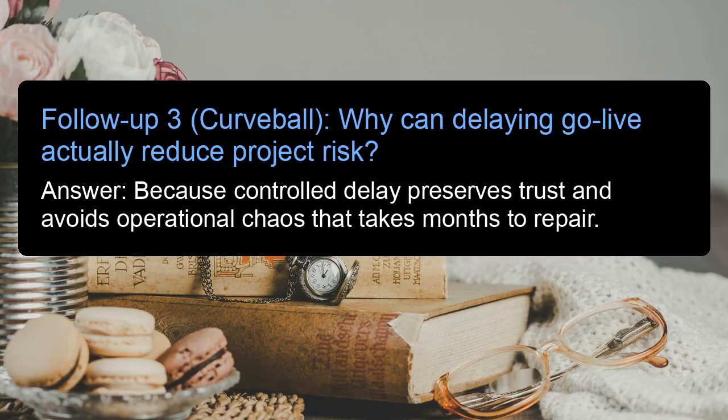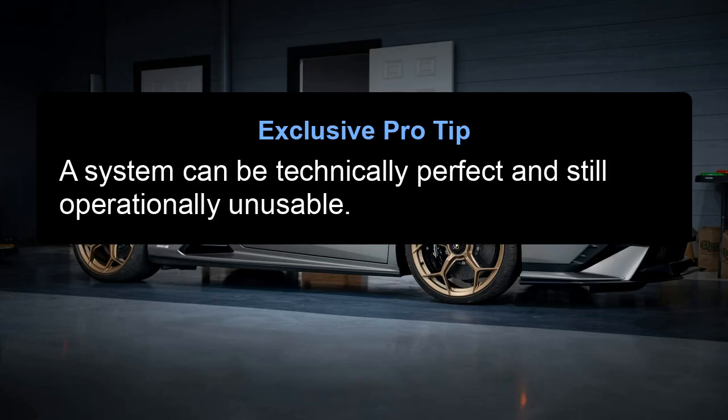Follow-up 3, curveball. Why can delaying go-live actually reduce project risk? Answer: because controlled delay preserves trust and avoids operational chaos that takes months to repair. Exclusive pro tip. A system can be technically perfect and still operationally unusable.